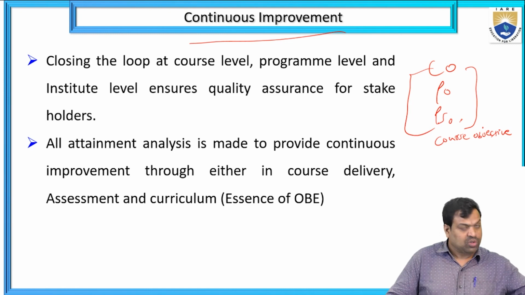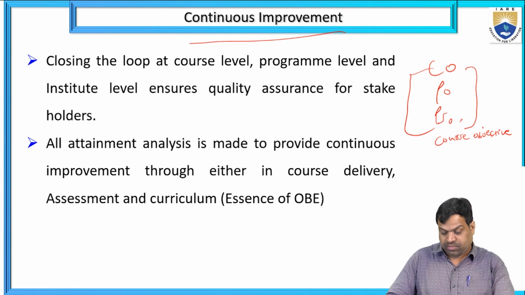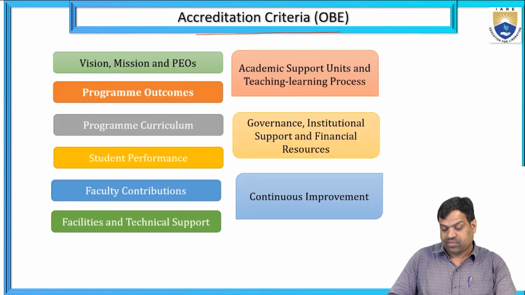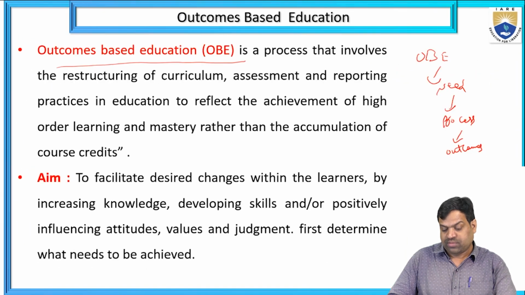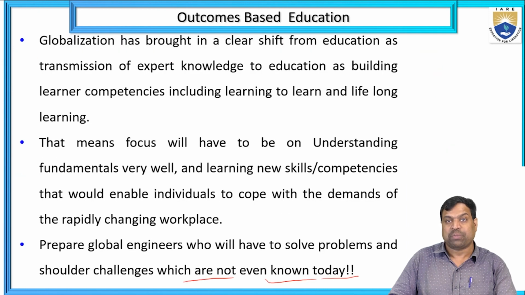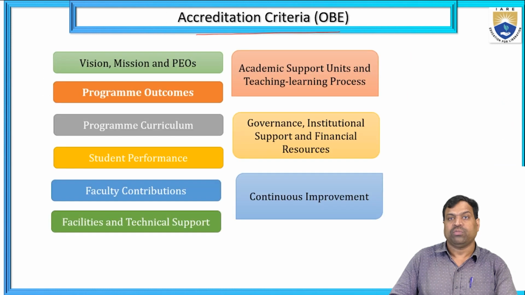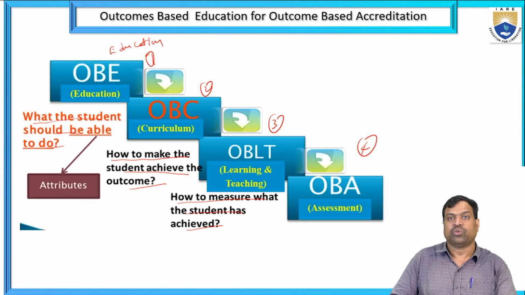So it is about the course outcome. So it is about the OBE. Here, what is OBE and what is the aim of the OBE? What is the purpose of OBE? And here, how we are deciding the program outcome. Here, accreditation criteria. There are 6 criteria: vision, mission, and POs, program outcome, program curriculum, student performance, faculty contributions, facilities, and technical support.